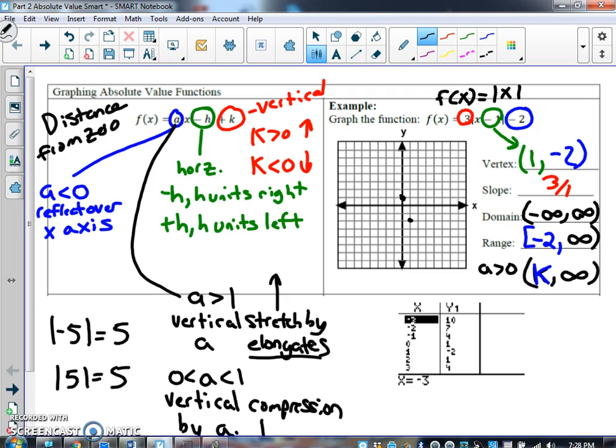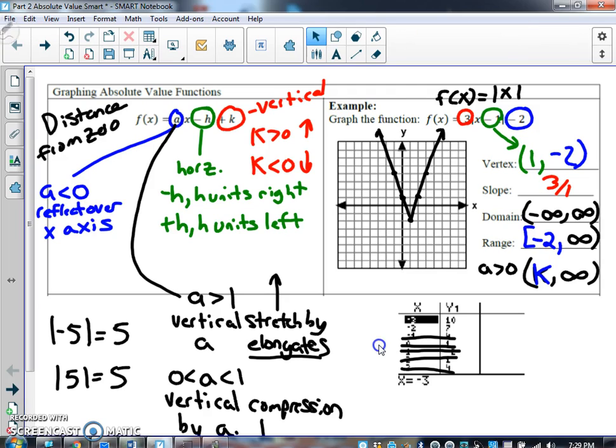I've got a point at 2, 1. Okay, you notice I'm going up 1, 2, 3, 1. My slope. I've got a point at 3, 4. I've got a point at negative 1, 4. And I can go so on and so on from that. Draw those in, and that is my absolute value function.